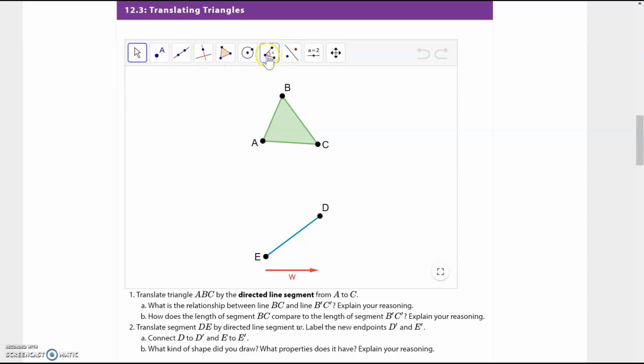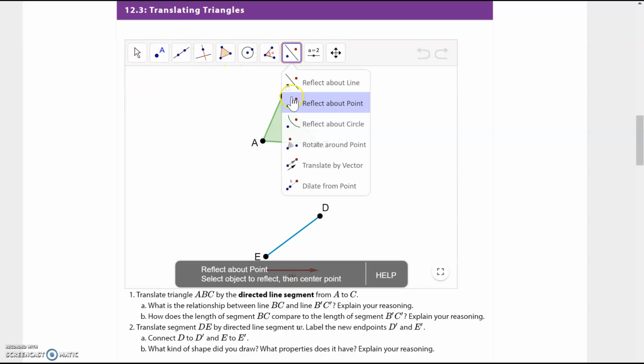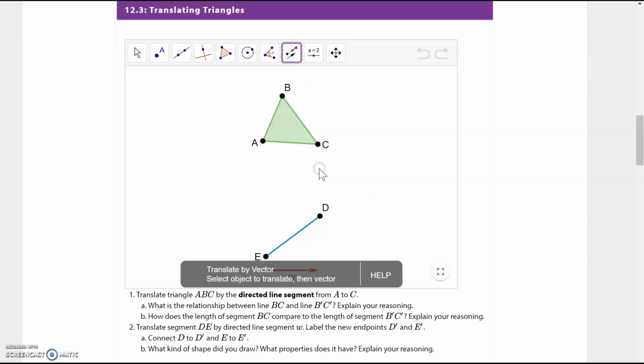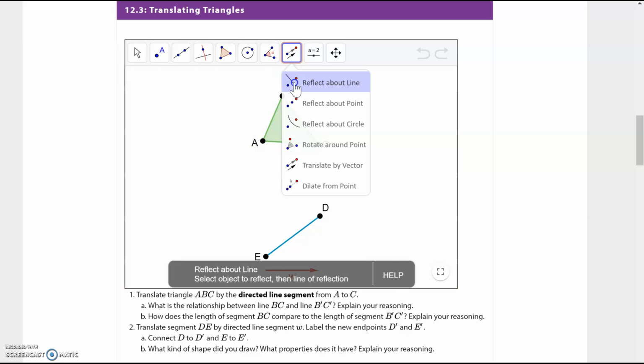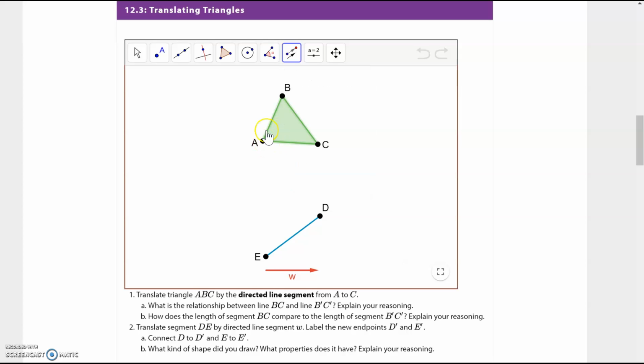So what we need to do is realize we're going to translate by a vector, a directed line segment vector. We want to translate triangle ABC, so I select that, and then I want to translate ABC by a vector from A to C. Click, and there it is. It's translated. Triangle ABC becomes triangle A prime, B prime, C prime.